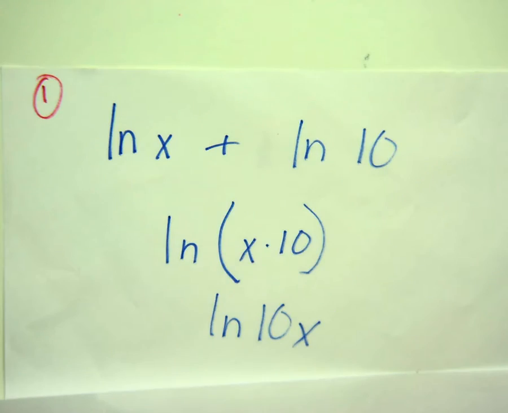With this particular example, this is what's provided for you: the natural log of x plus the natural log of 10. Since this is a particular property, when you see addition for natural log, you automatically assume multiplication. Hence, the final answer is going to be the natural log of 10x. So again, when you see the addition, that's going to be the multiplication.